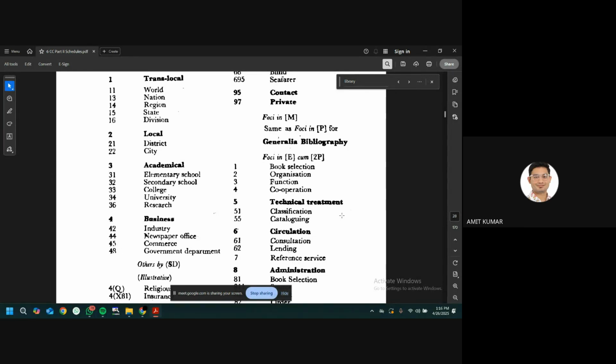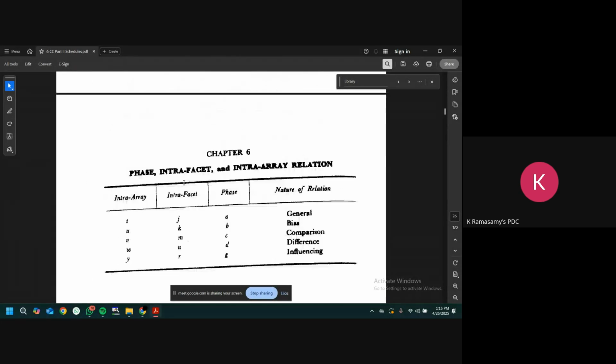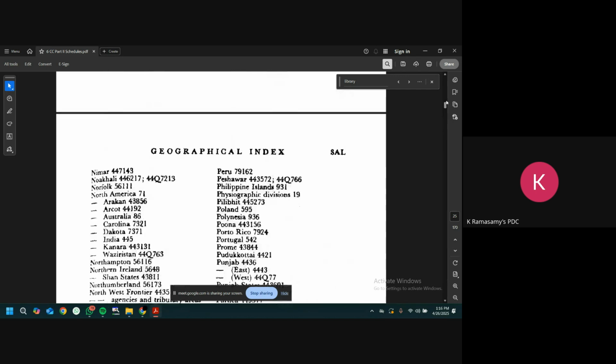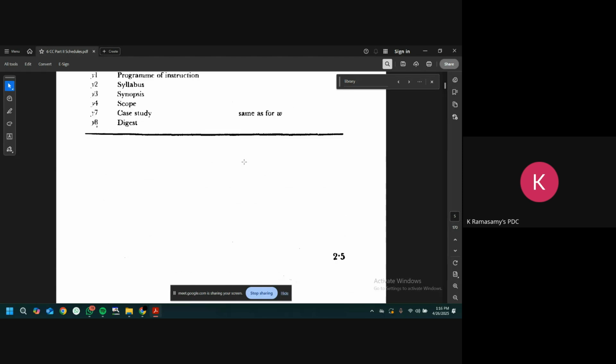See, biography, autobiography, numbers for all these things are available in common isolates. I'll show you, so just come here. There is an isolate called common isolates. If you go to common isolates, they have given numbers for biography, autobiography, all those numbers are available.